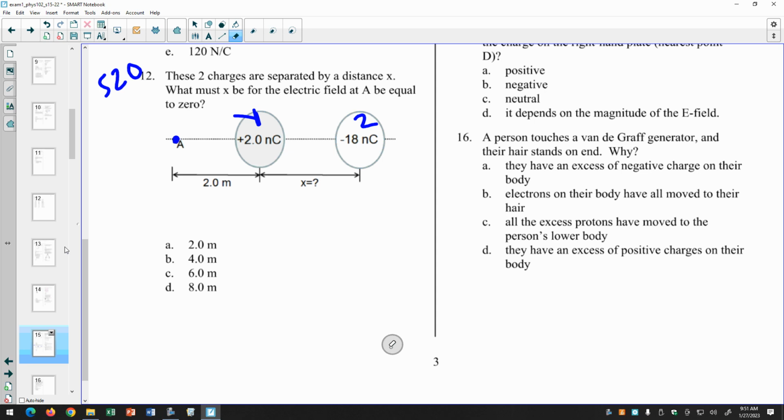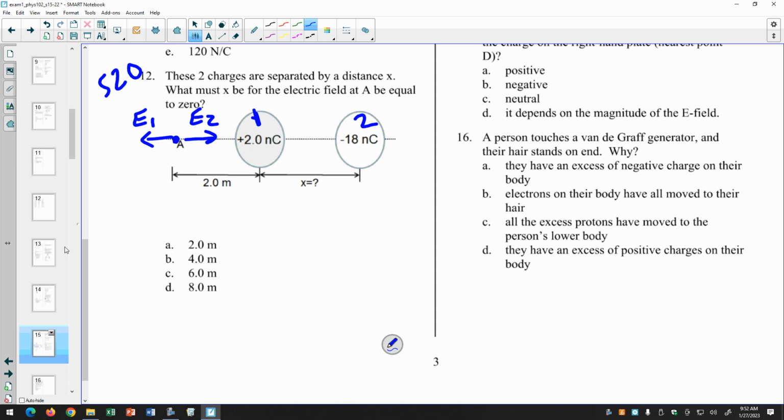Anyway, so that's charge 1, and that's charge 2. And so the electric field due to charge 1 is in this direction. I'll call that E1. And the electric field due to charge 2 is in that direction. I know the directions because I imagine that there's a positive test charge here, and a positive test charge is repelled by that charge and attracted to that charge. So E1 is to the left and E2 is to the right.